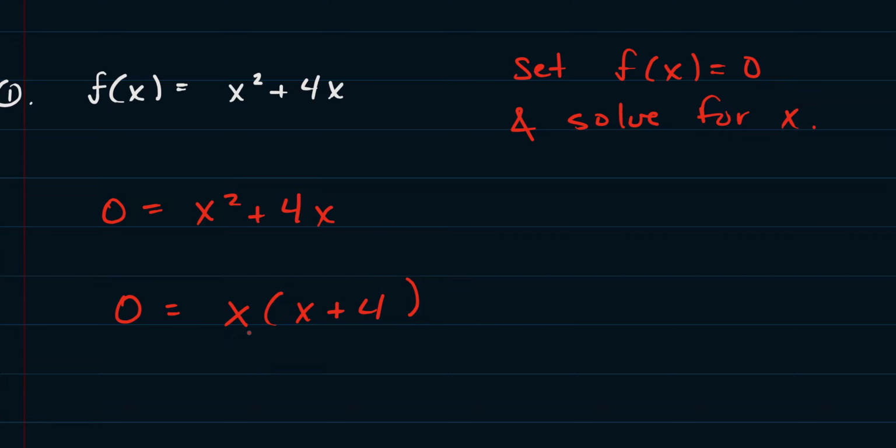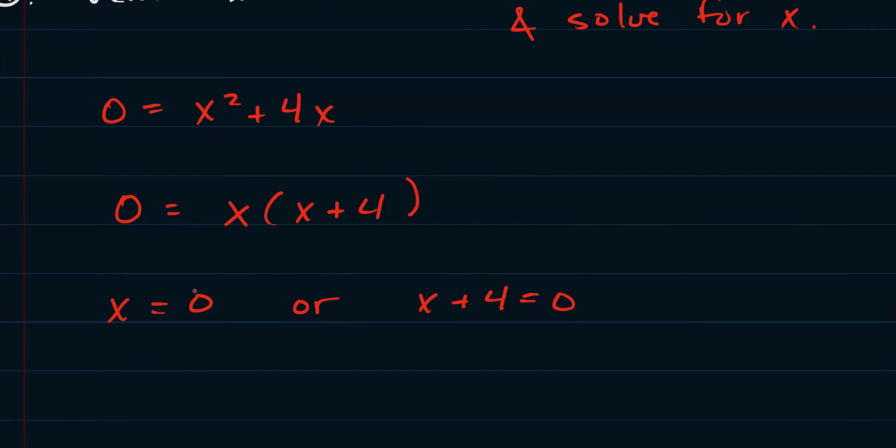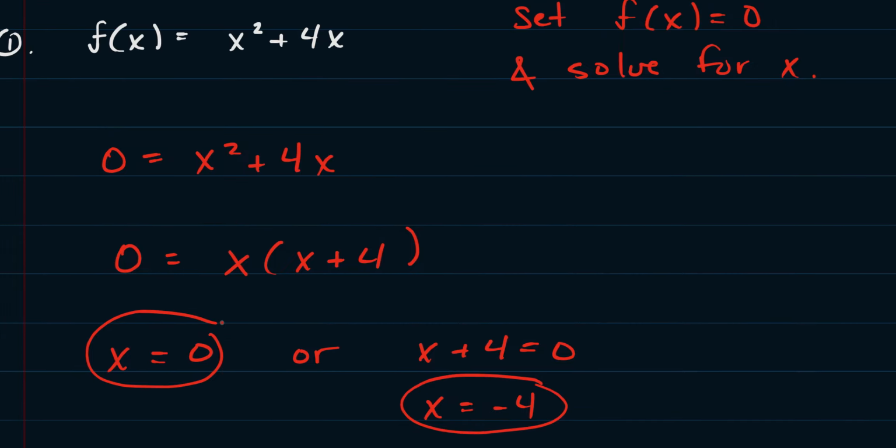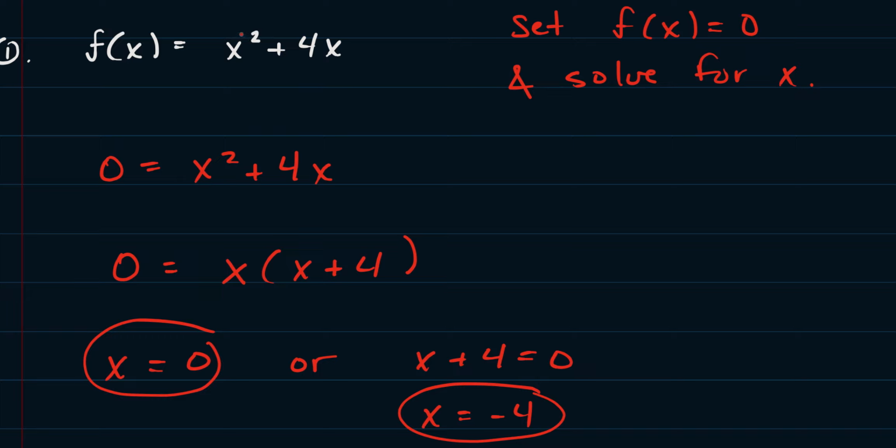Okay, now I have 2 things being multiplied to equal 0. That tells me at least one of them is 0. So I get x is 0 or x is equal to -4. So these are the zeros of my quadratic function. If I plug them in, I should get 0. So you can see if I plug in 0, I get 0 squared plus 0 is 0, which is true. And then if you plug in -4, you'll get 16, and this will be a minus 16, which will give you 0.